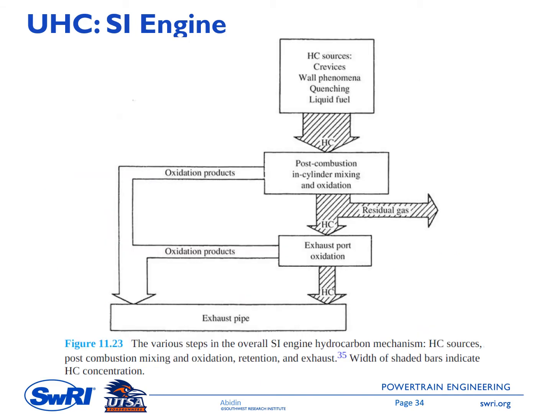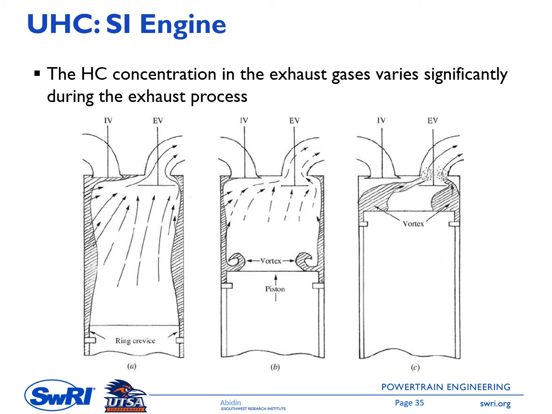This picture is showing the various steps in the overall spark ignition engine hydrocarbon formation mechanism. At the top here we have the hydrocarbon sources coming from the crevices, wall quenching, and liquid fuel. This unburned hydrocarbon will mix with the burn gas in the post-combustion period. Some of this will be oxidized and will go to this route. The rest will exit the engine, so during the blowdown process and the exhaust stroke process, some of this unburned fuel will be inside the residual gas, so it will go to the second cycle of the engine, and this is what is coming out of the engine, or will go to the exhaust pipe. The HC concentration in the exhaust gases varies significantly during the exhaust process.